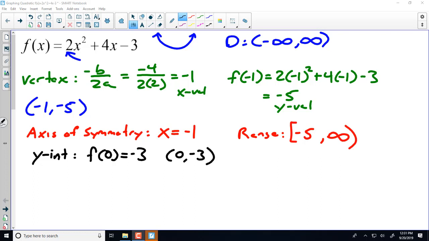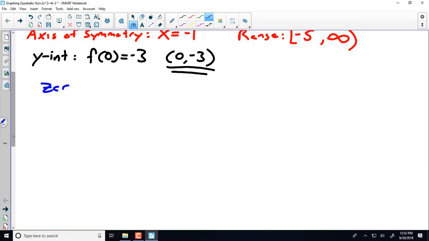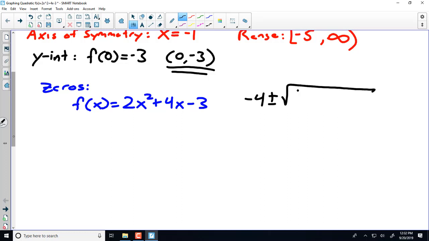Well, I guess the only thing left to worry about now that I have my vertex right here, and I have my y-intercept right here, I know my domain, my range, my axis of symmetry, I got to see if there's any x-intercepts. So I've got to find the zeros of this thing. That's a little tricky. So let's try and find the zeros together. So we'll come down here. Zeros. Well, we got f of x equals 2x squared plus 4x minus 3. Let's use the quadratic formula. All right. Negative 4 plus or minus the square root of 4 squared minus 4 times a times c, make 2 and negative 3, all over 2 times 2, like that.